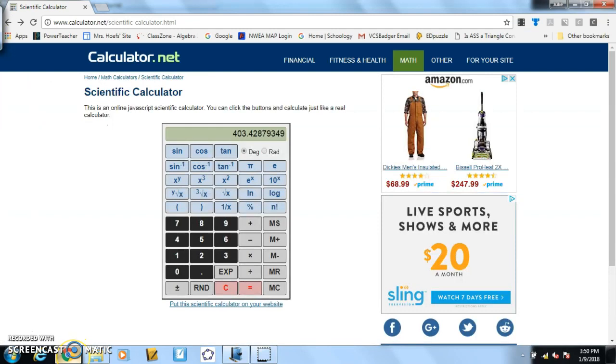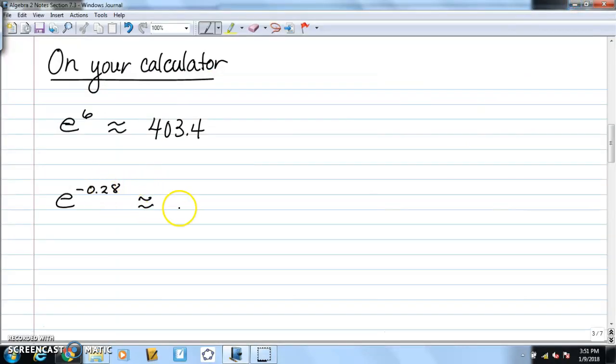Okay, so e to the power of negative 0.28. Oops, I didn't get a negative. There we go. Equals. So you should have gotten 0.7557. If you round to the nearest 10th, it'd be 0.8. If you round to the nearest 100th, it'd be 0.76. And probably you should round to the nearest 100th here because this was to the 100th. So 0.76 is about what that would be.